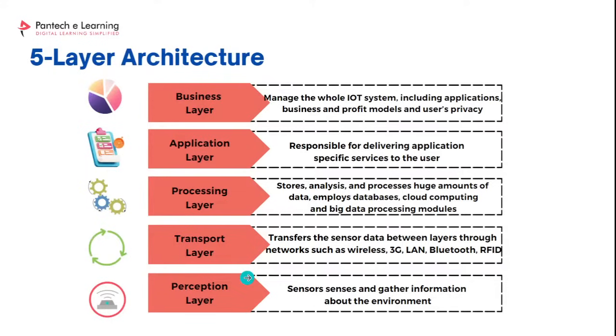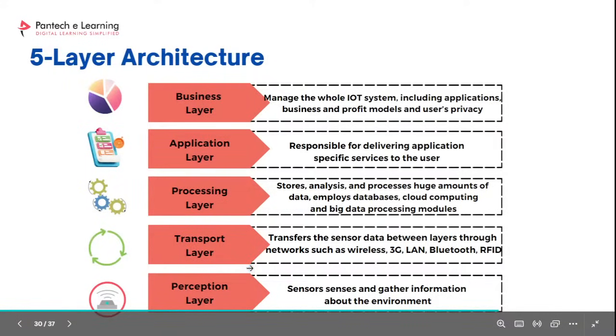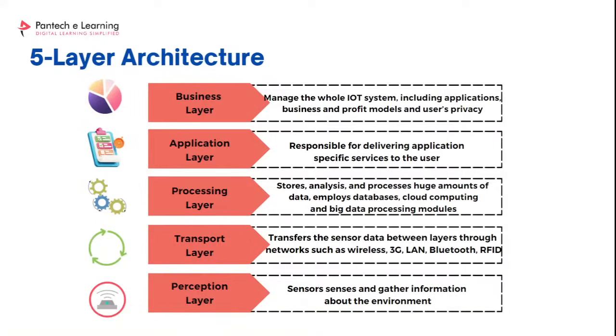Now coming to the perception layer, it remains the same. It gathers information from the sensors. This is what the perception layer does. And coming to the transport layer, the transport layer transports the data from the sensors to the processing center. It could be through a wireless system, Bluetooth, RFID, 3G, or any medium that I choose.